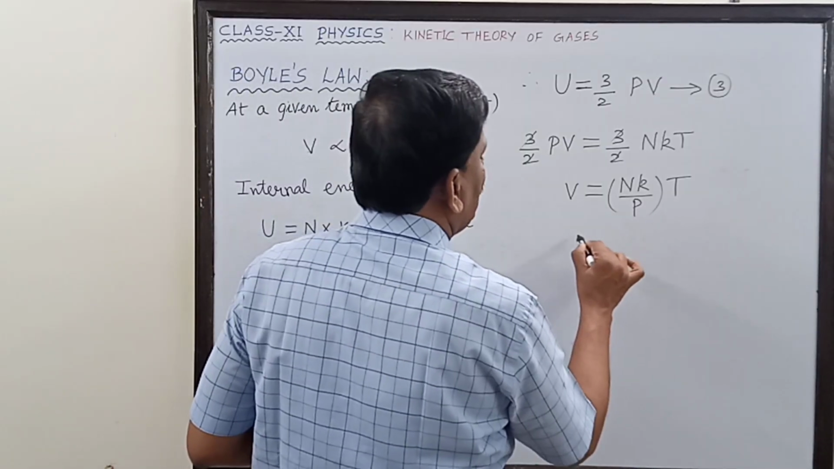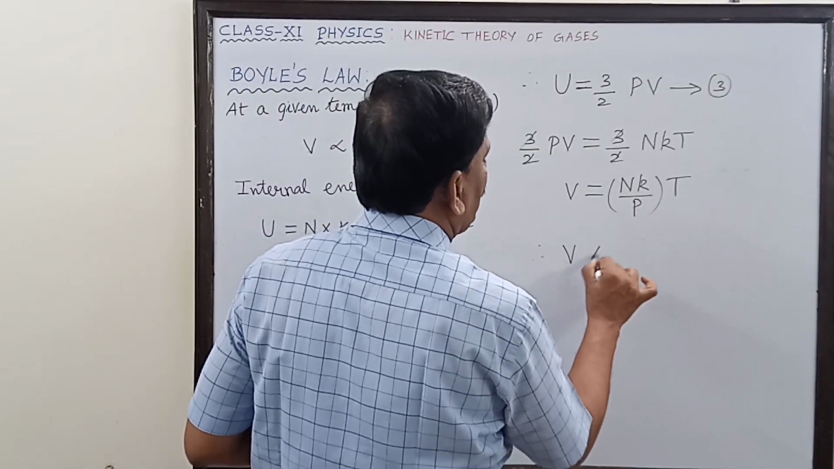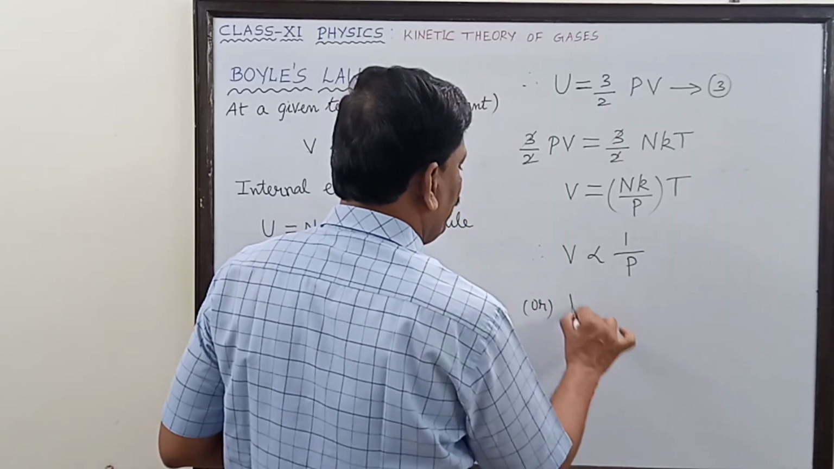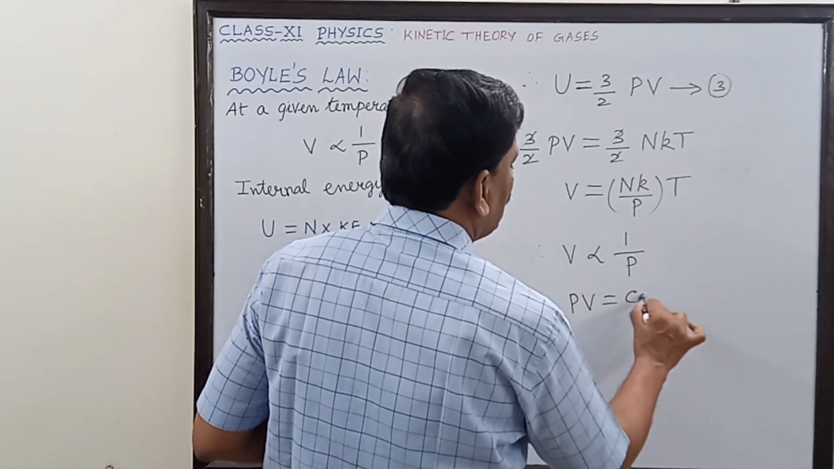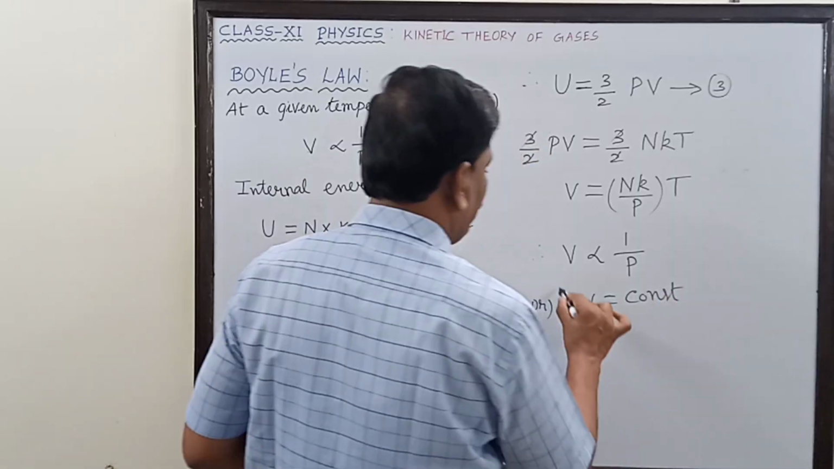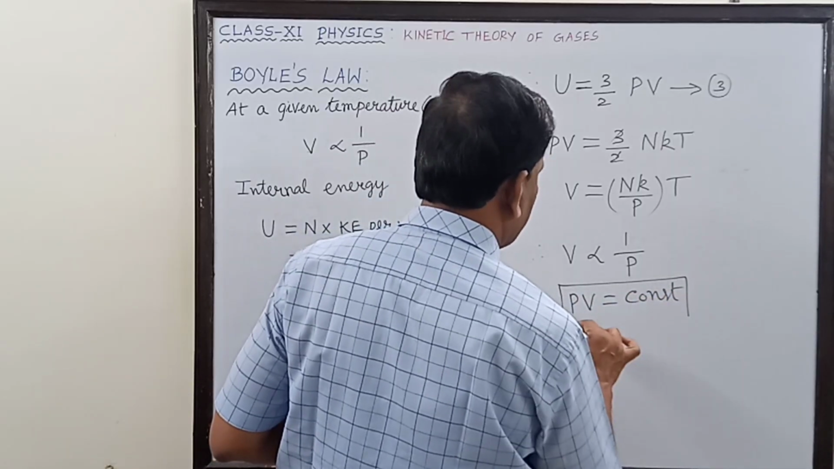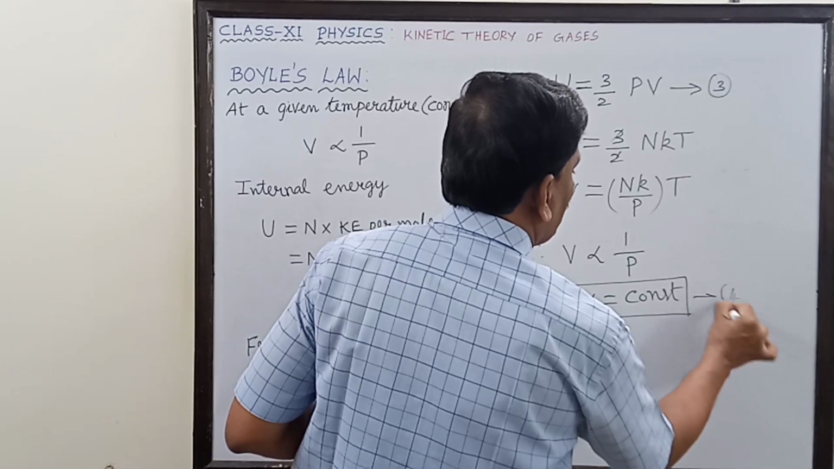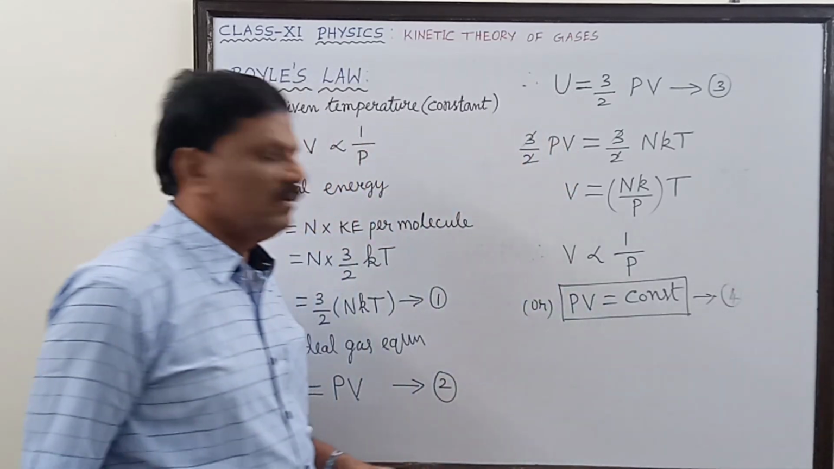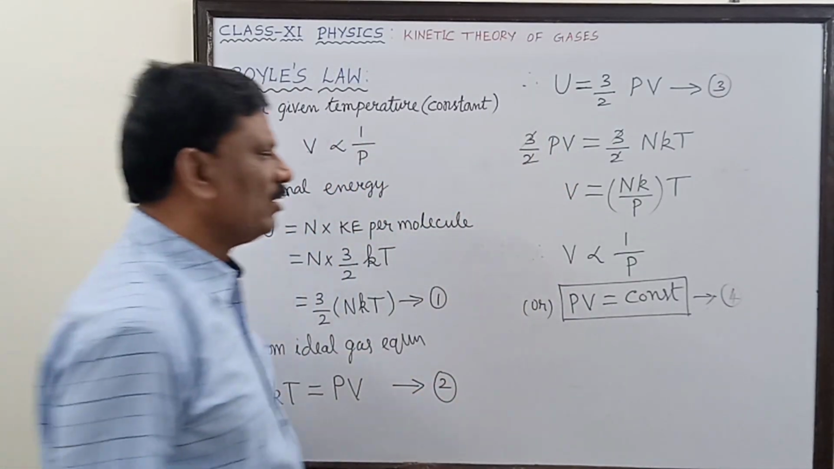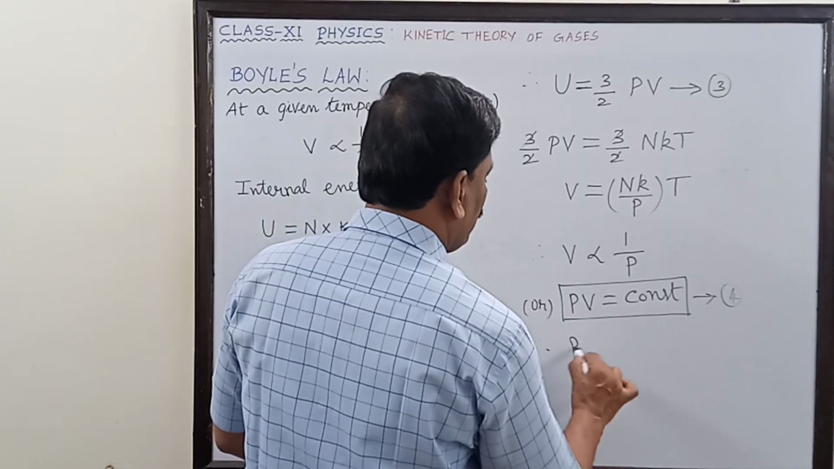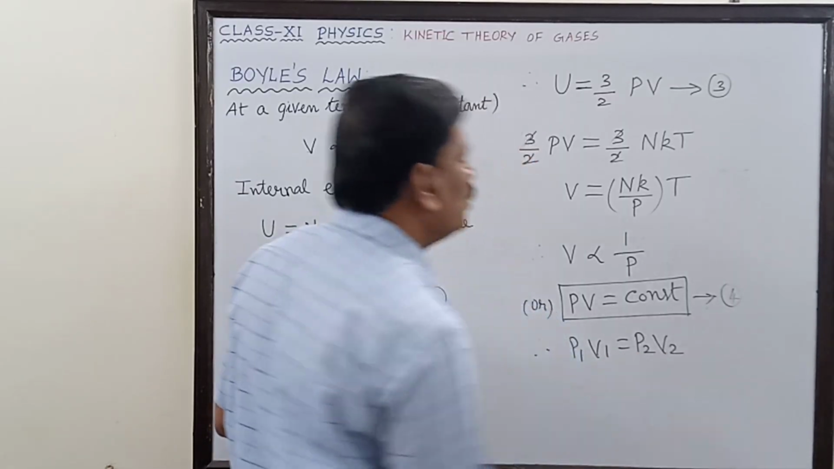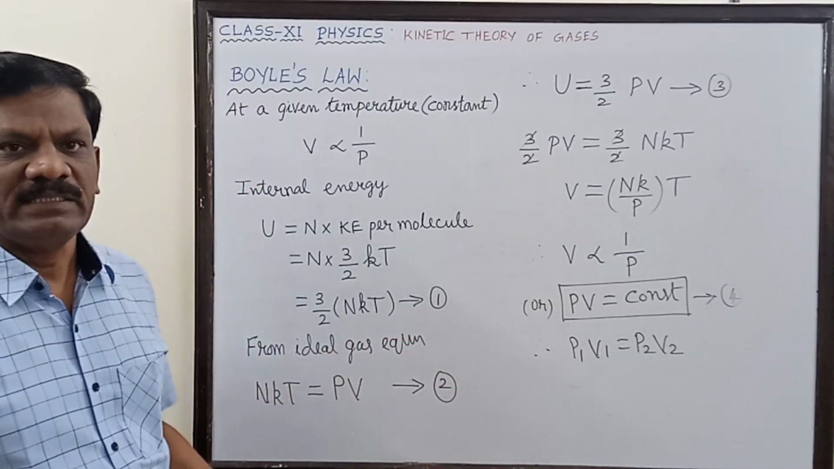So I can write therefore V is proportional to 1 by P, or P into V is equal to a constant. So this final equation P into V is equal to constant only is called as Boyle's law. Okay, so P1 into V1 must be equal to P2 into V2. Therefore, P1 into V1 is equal to P2 into V2. That must be a constant.